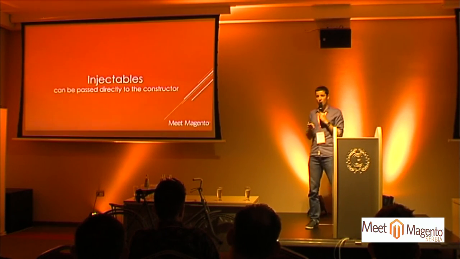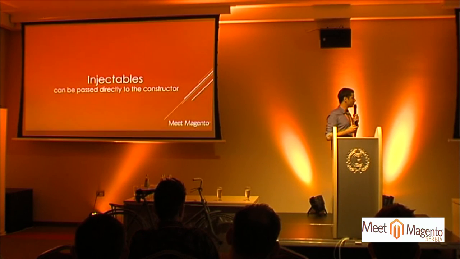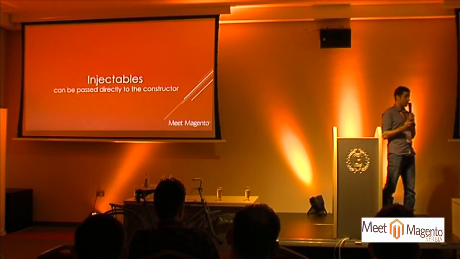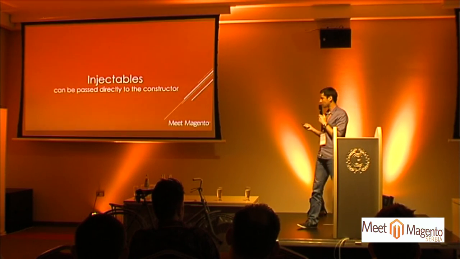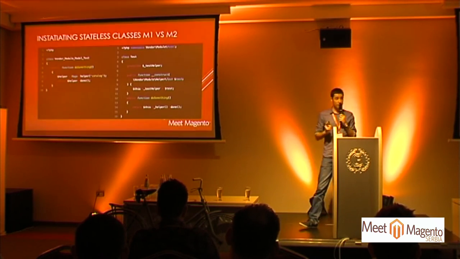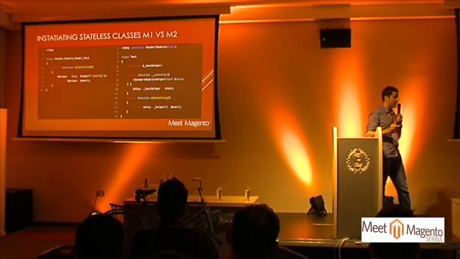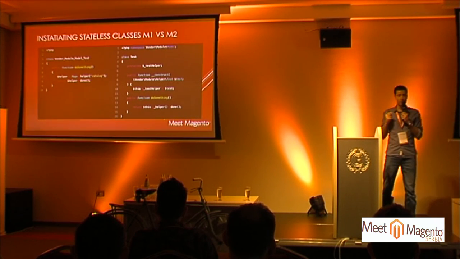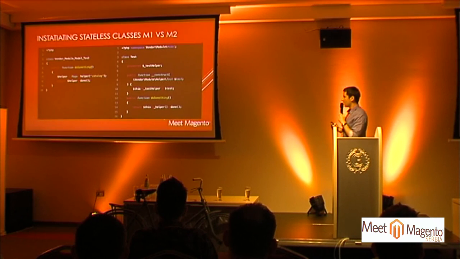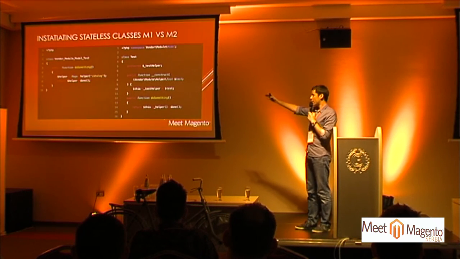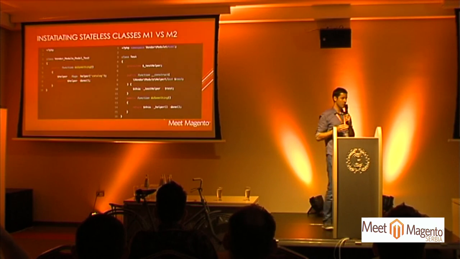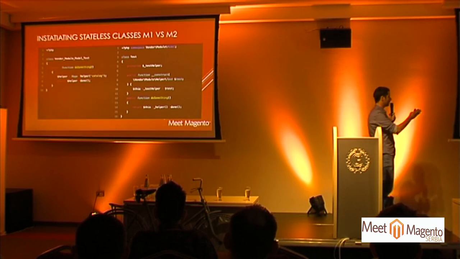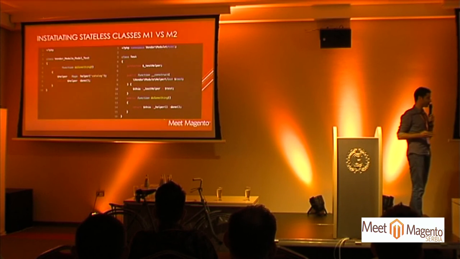So what are injectables? An injectable is actually a class that can be passed directly to the constructor. Helper classes in Magento are a good example of injectable classes. So this is just a comparison. On the left, we can see how we instantiated helpers in Magento 1, and on the right, we see how we do it in Magento 2.